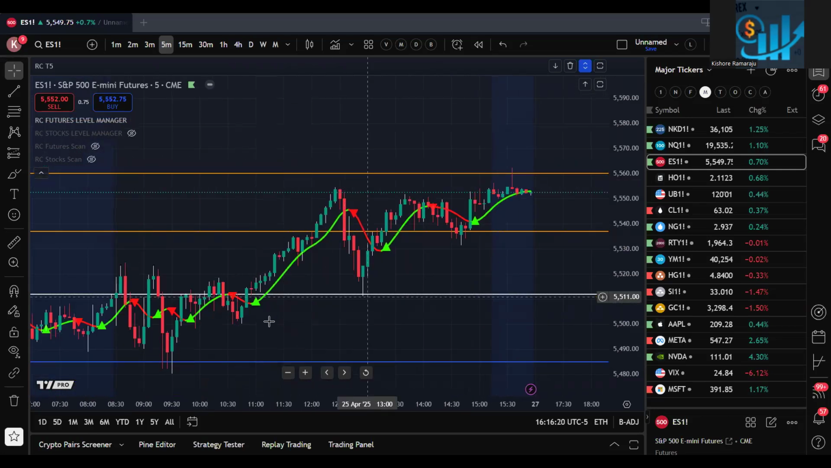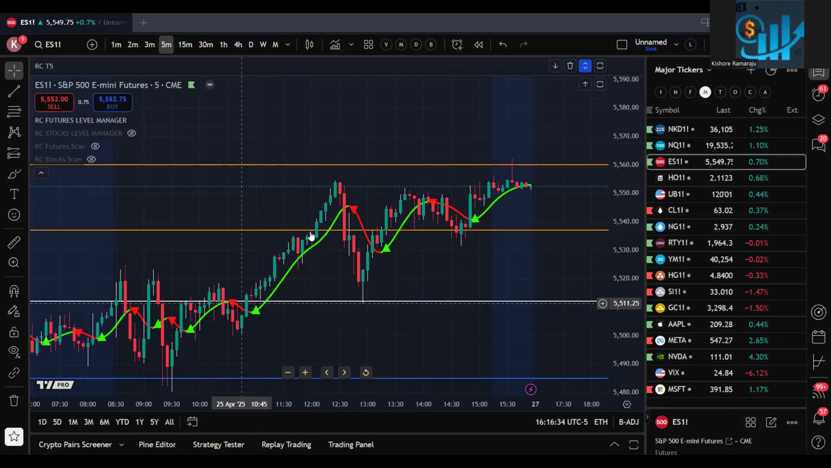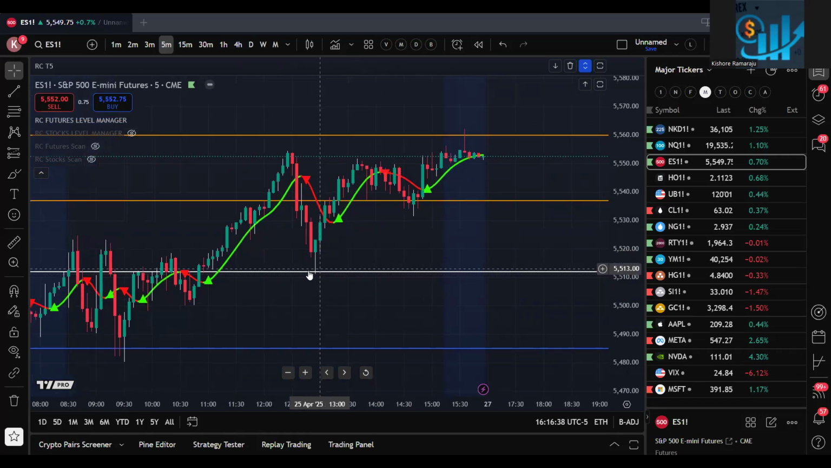Because Friday was more of a range day, from the magnetic level it came down first, and then it went to one level. Again, it came to the base level. Then in the last few minutes, it went to this level. Like that for any ticker, whether it is a future ticker or stock ticker, the price always moves between these levels.